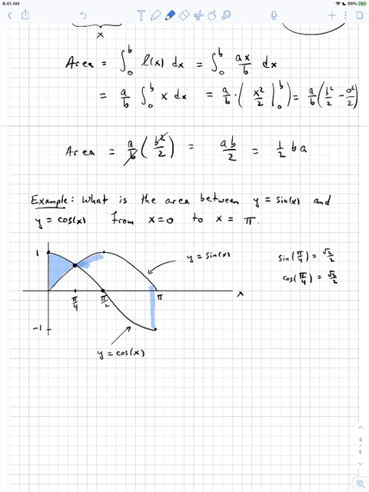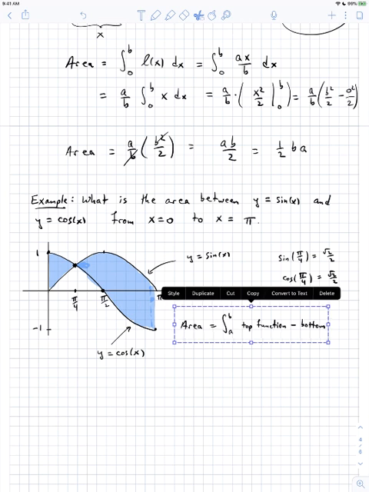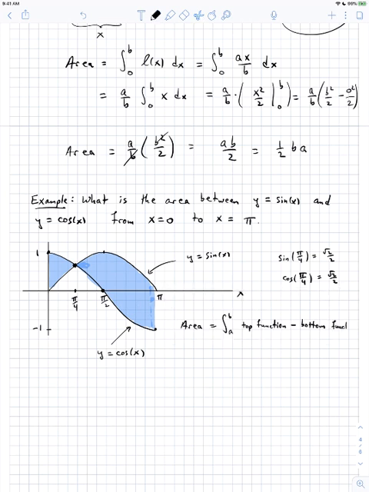But to the right of pi over 4, sine is on top. Our formula is given in terms of the top function minus the bottom function. So the function which is the top changes, well, not halfway through, but it changes midway through at pi over 4. So let's just remind ourselves. So the area is equal to the integral from a to b of the top function minus the bottom function dx.